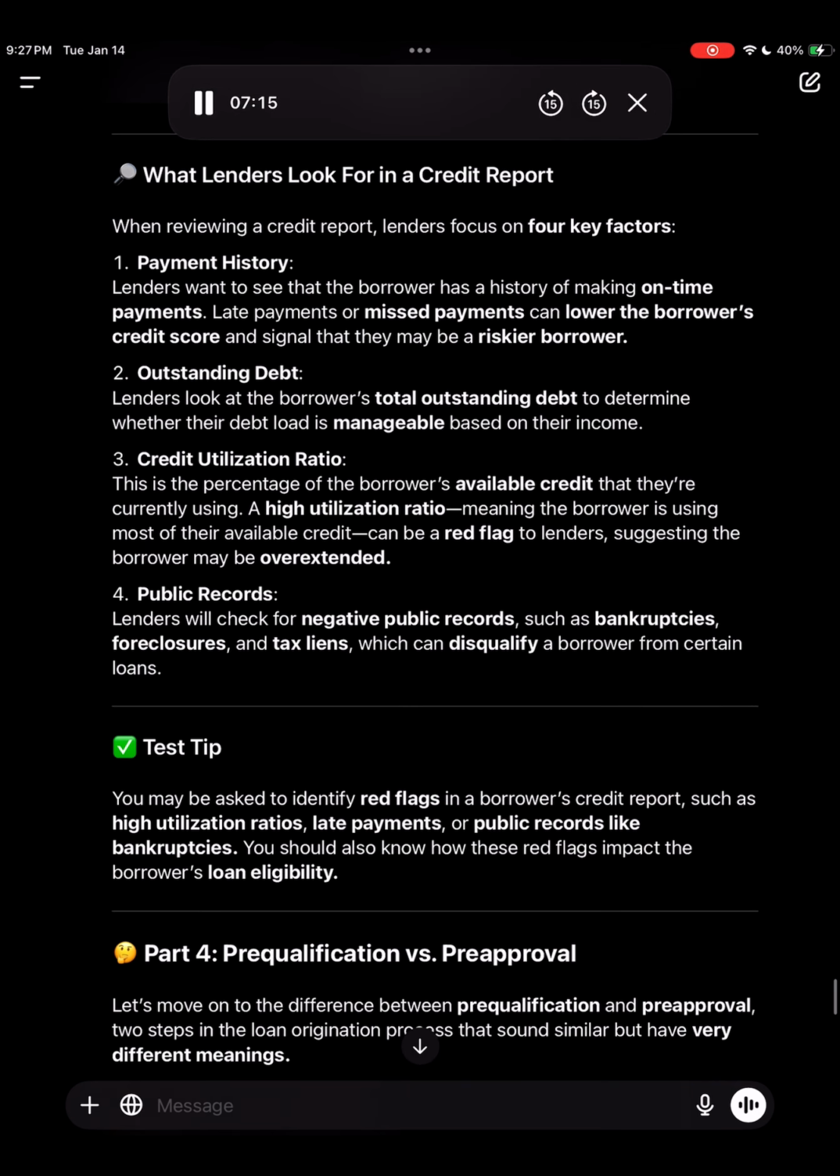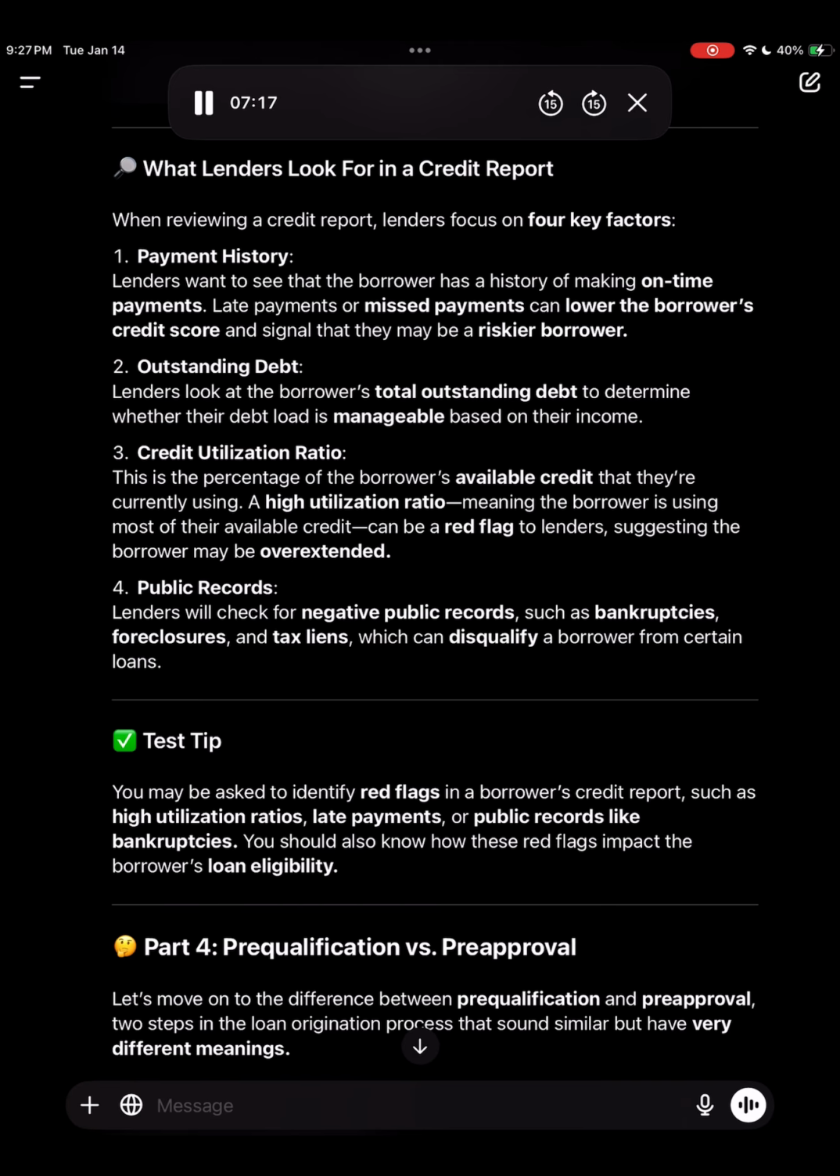What lenders look for in a credit report. When reviewing a credit report, lenders focus on 4 key factors. 1. Payment history. Lenders want to see that the borrower has a history of making on-time payments. Late payments or missed payments can lower the borrower's credit score and signal that they may be a riskier borrower. 2. Outstanding debt. Lenders look at the borrower's total outstanding debt to determine whether their debt load is manageable based on their income.